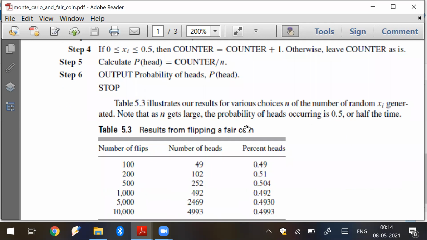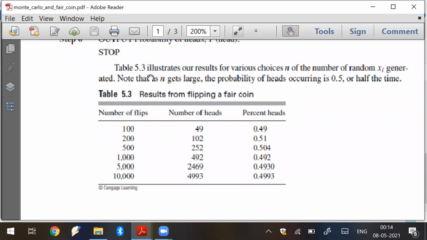Acha. Here they have given a data set. Figure 2.5.3 illustrates our results for various choices of n, the number of random numbers xi generated. Now you see what they are doing. First, they are doing 100 flips. That means in real life you are flipping the coin 100 times, and in my model, 100 random numbers are generated lying between 0 and 1. Number of heads occurring is 49. So what is the percent head? 49 by 100. So this one. Now you increase it, see 0.51, and this will oscillate.